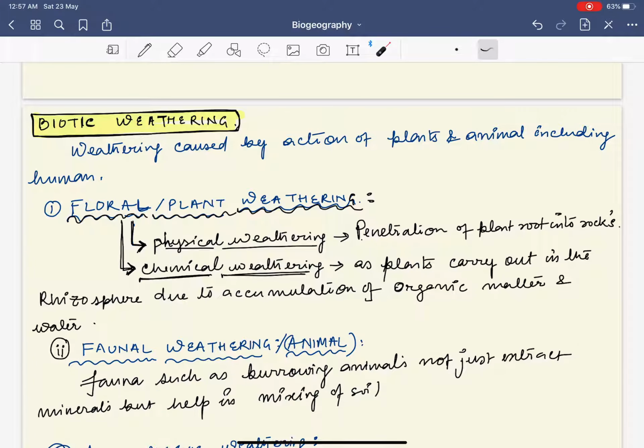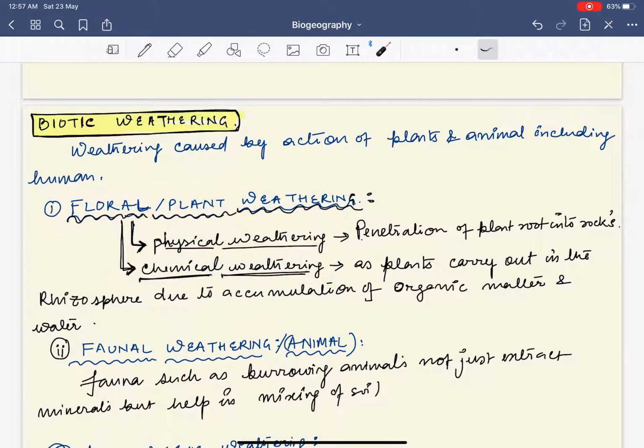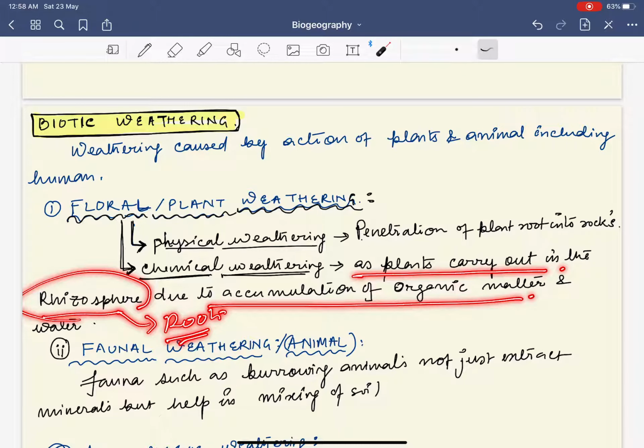Next is biotic weathering: weathering caused by the action of plants and animals, including humans. Again, we have the floral or plant weathering. Plants support both types of weathering, physical and chemical. Physical, how? I have already explained: penetration of the plant roots into the rocks. Chemical, how? As plants carry out in the rhizosphere. Rhizosphere is nothing but the roots of the plants due to accumulation of the organic matter.